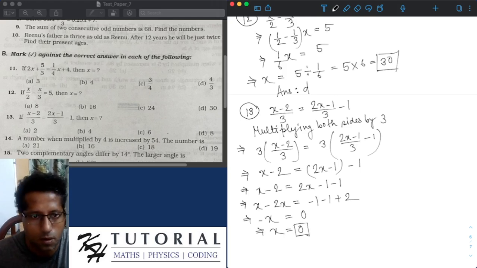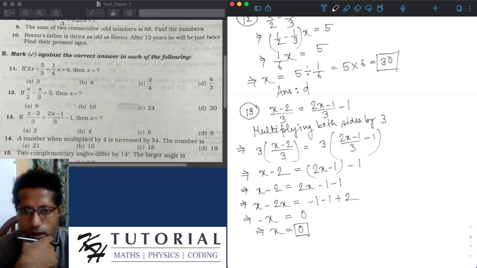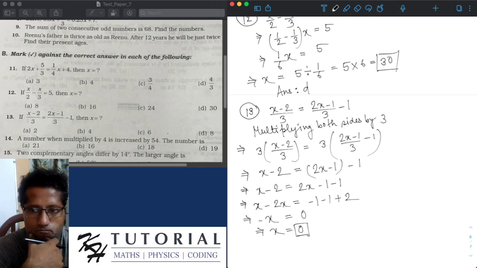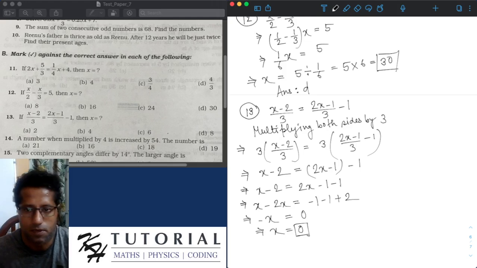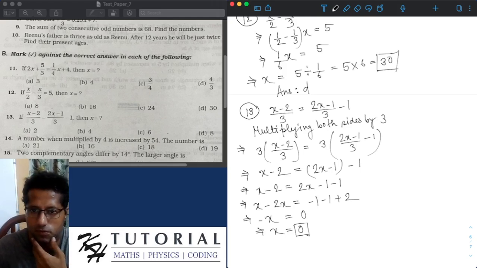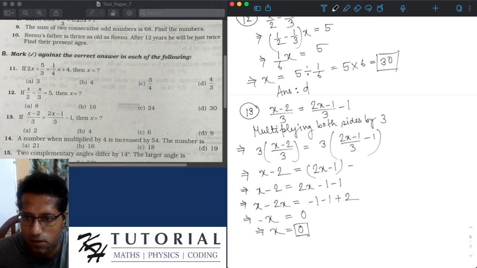So x is 0, and there is no choice, x is 0. Okay, so I did some mistake, let me check. x minus 2 by 3 equals 2x minus 1 by 3 minus 1. So if we multiply both sides by 3, we get x minus 2 equals 2x minus, okay, I did some mistake. This will be not 1, this will be 3.